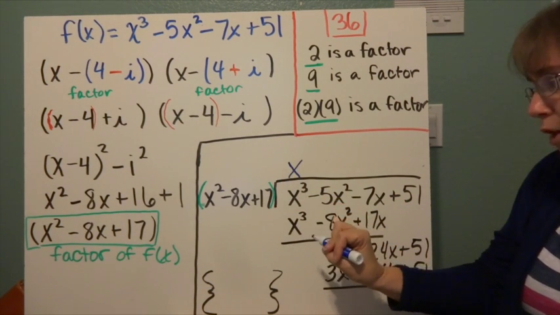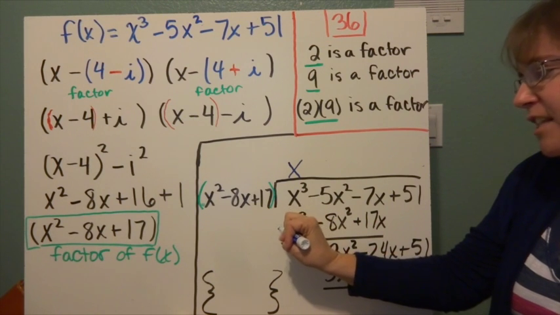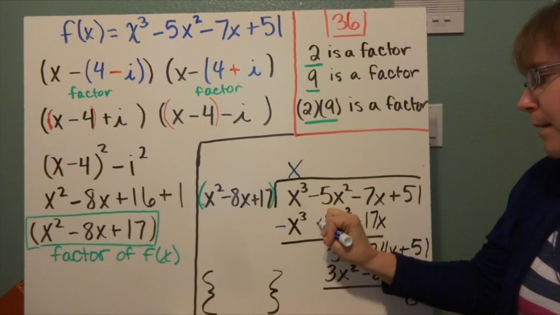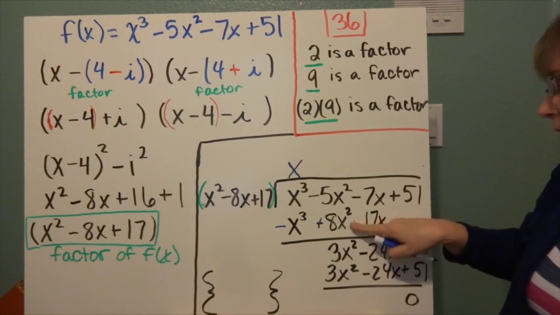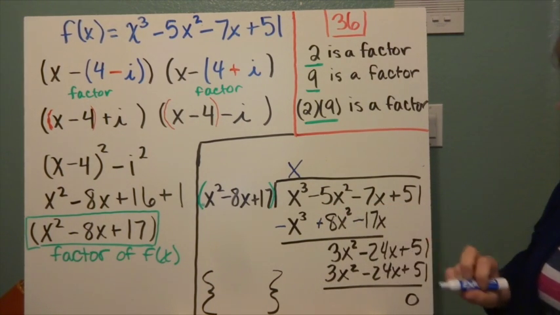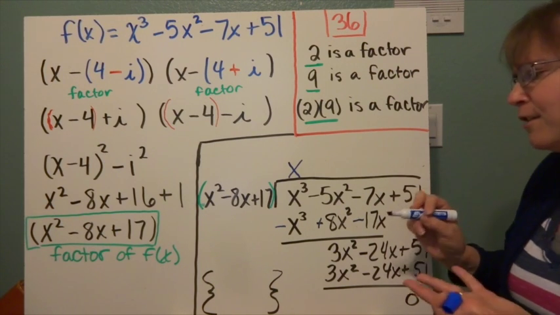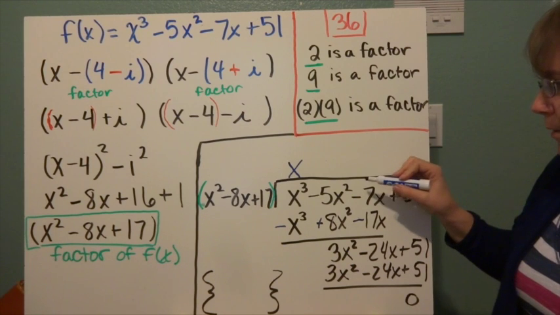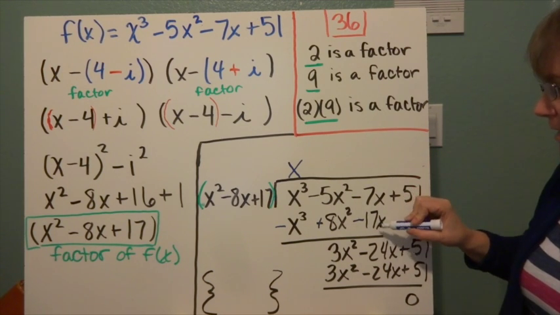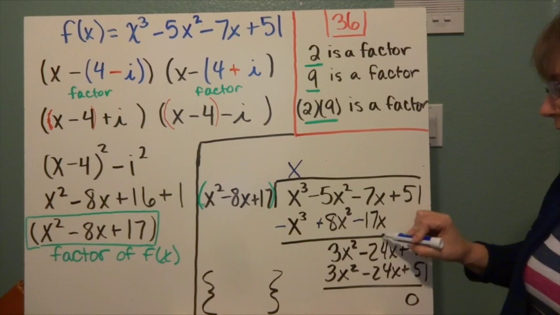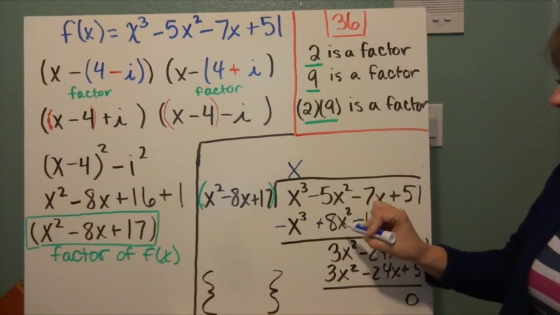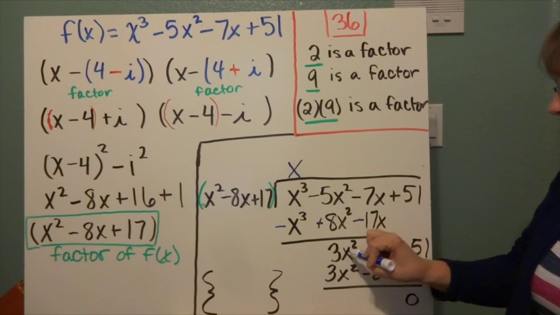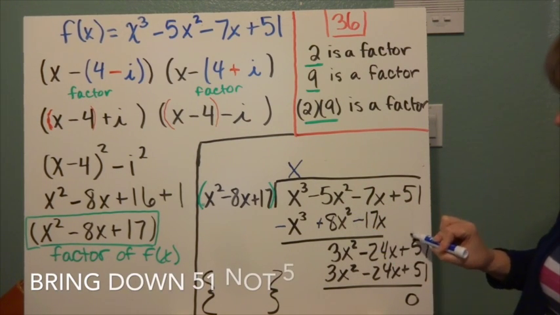Now I'm going to subtract. When I subtract, I like to just add the opposite. So that makes this negative, this positive, and this negative. And then I can go ahead and add them. It's easier for me to keep track of adding than subtracting each of those terms. So go ahead and subtract. I have negative 7x and negative 17x, that gives me negative 24x. Negative 5x squared plus 8x squared gives me 3x squared. I'm going to bring down the 5 now.